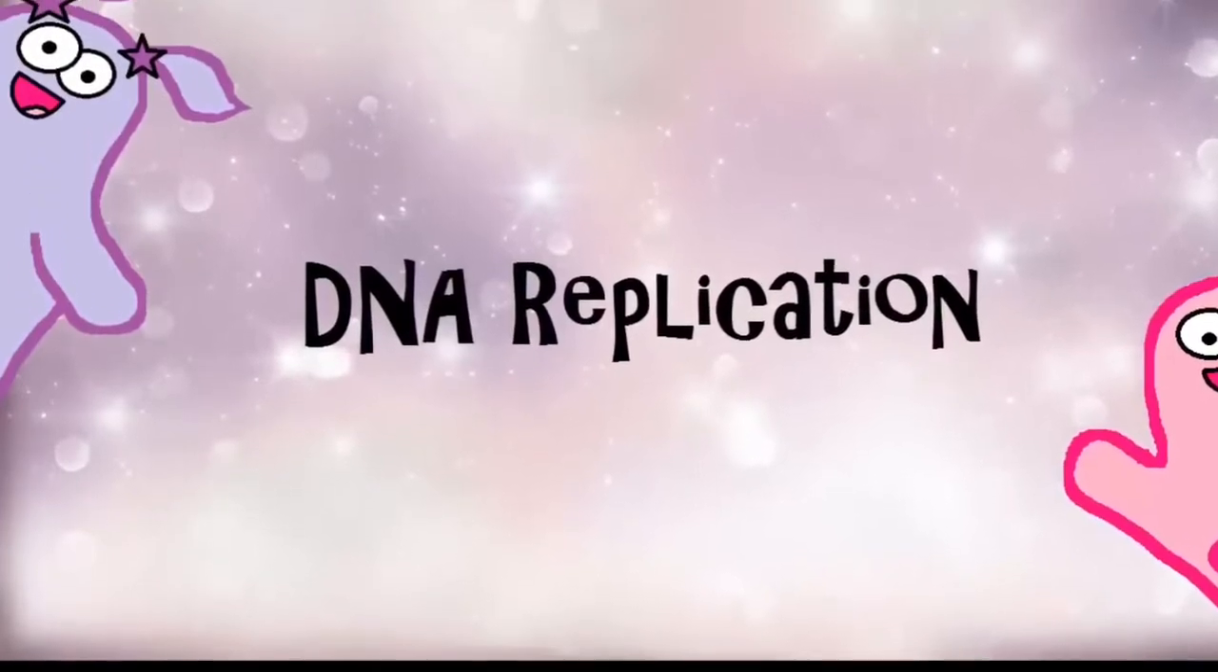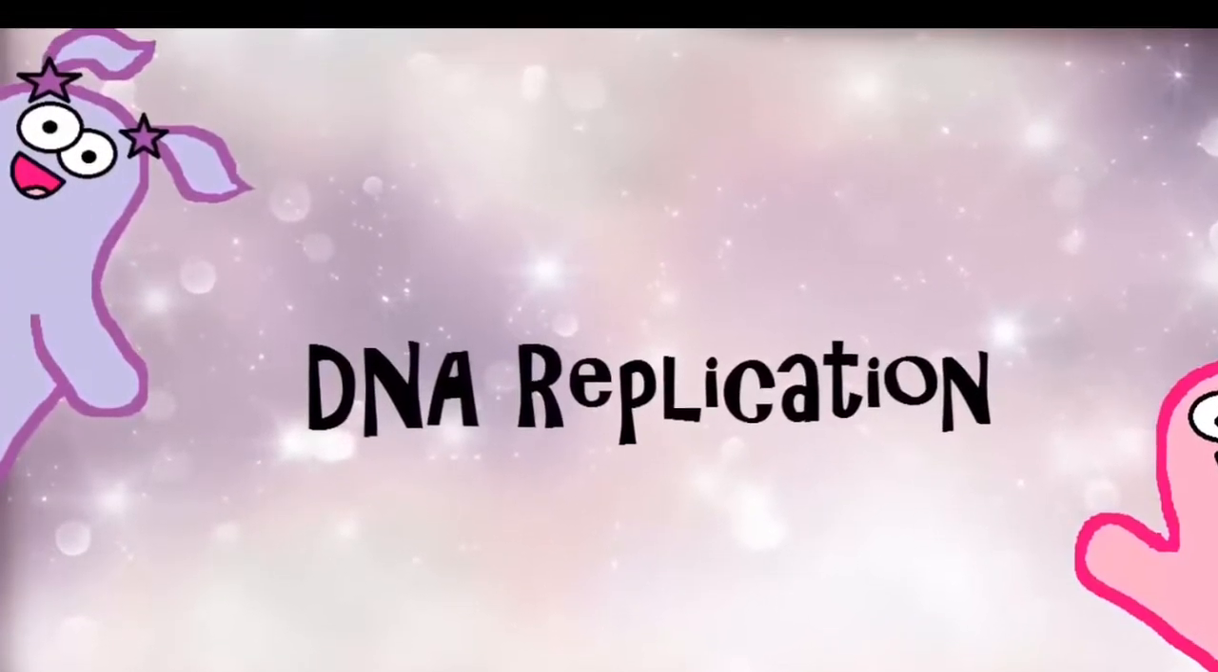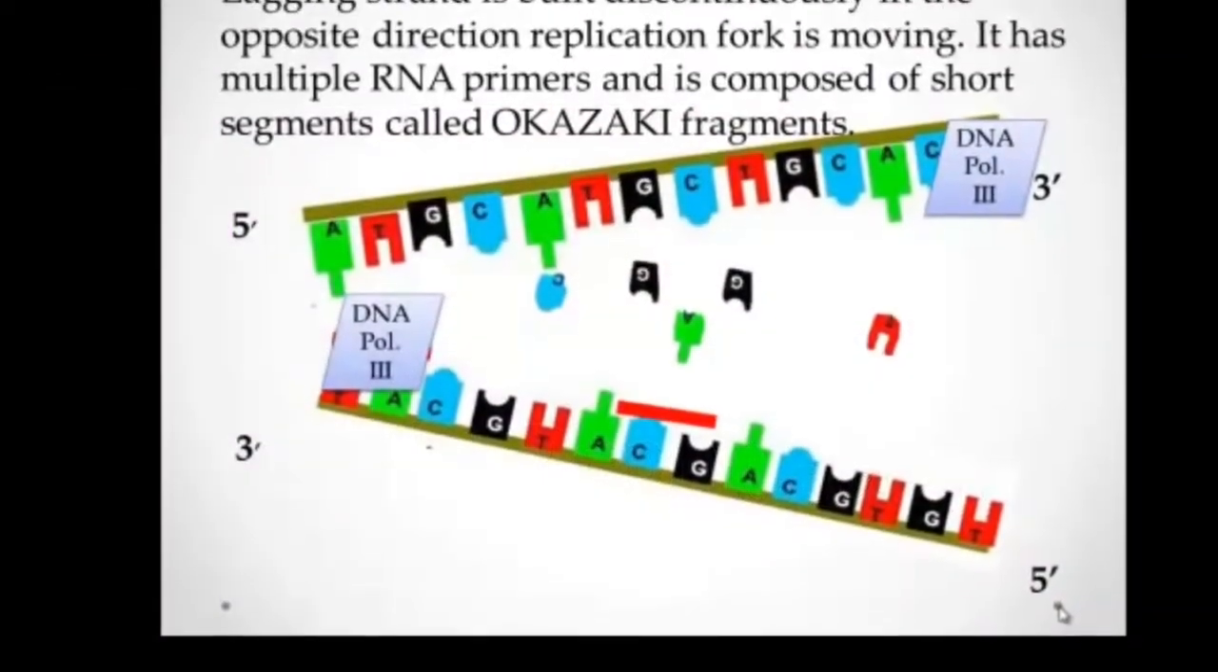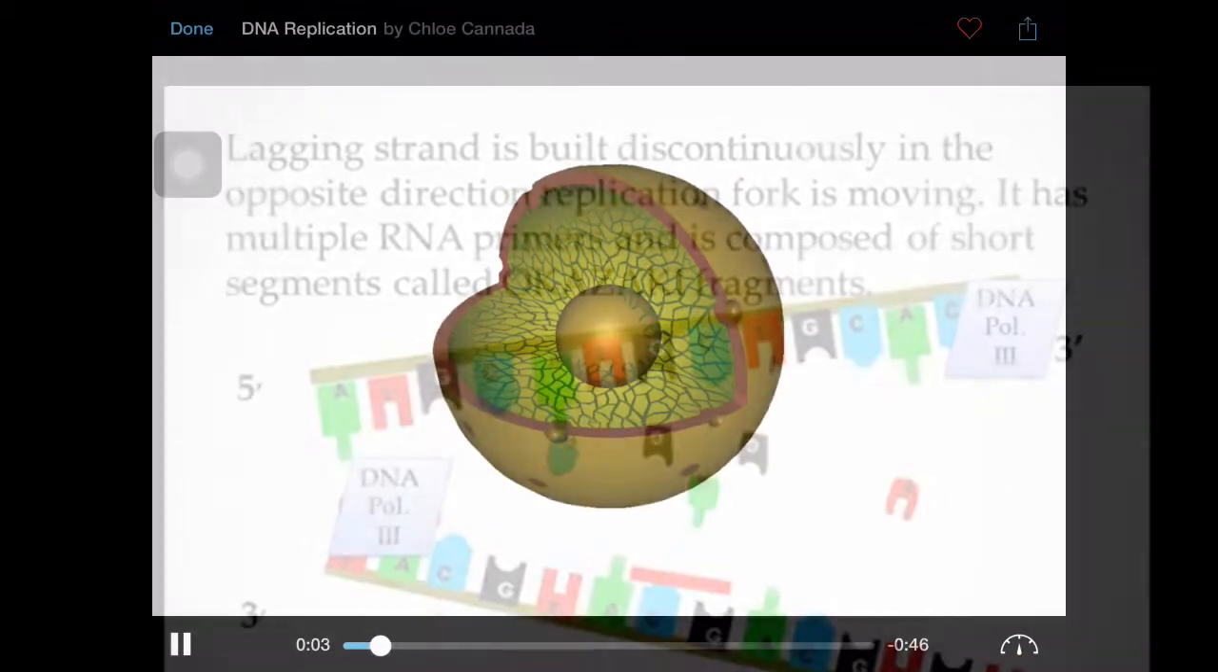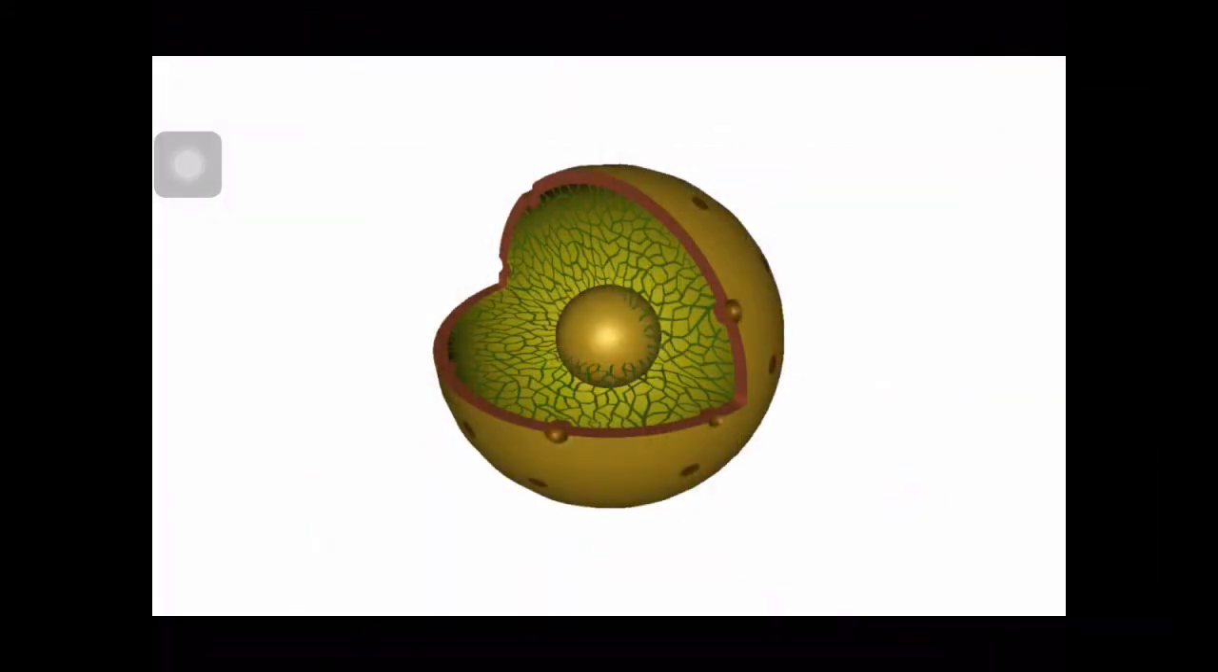DNA replication is the process by which DNA makes a copy of itself during cell division, creating more DNA. Okay, so the first thing that we need to know is DNA replication happens right here in this part of the cell, also known as the nucleus.